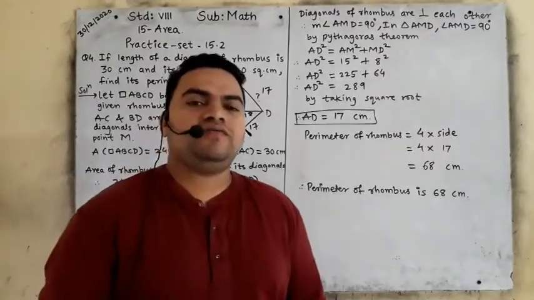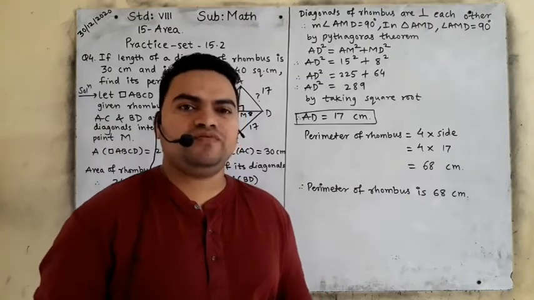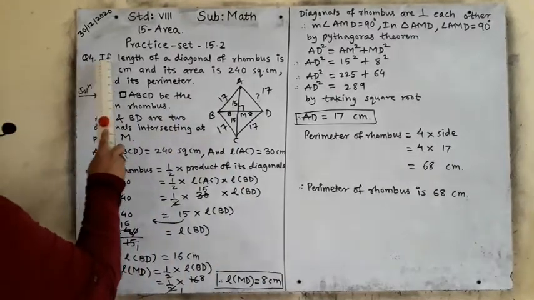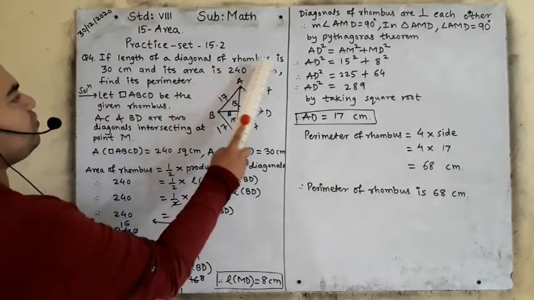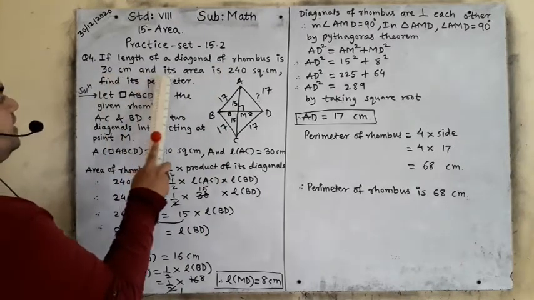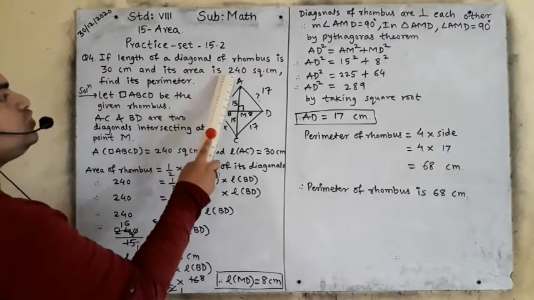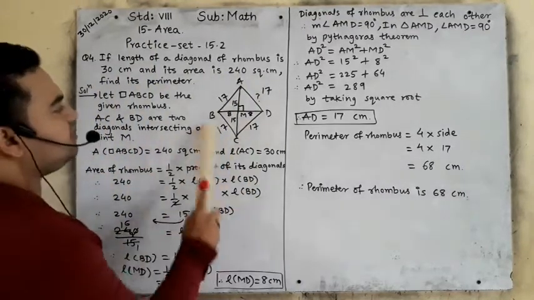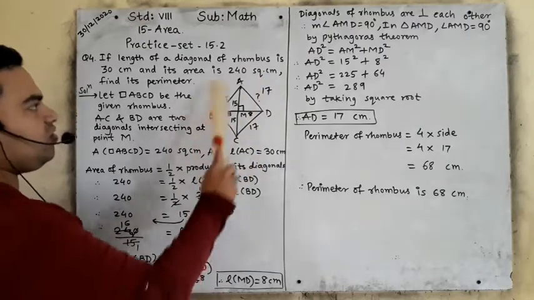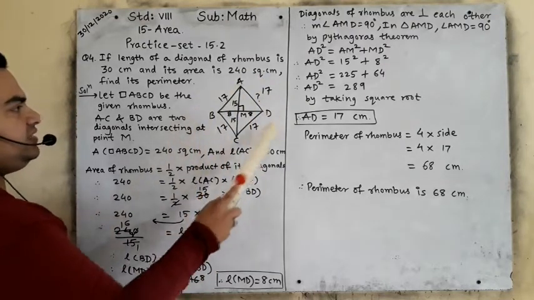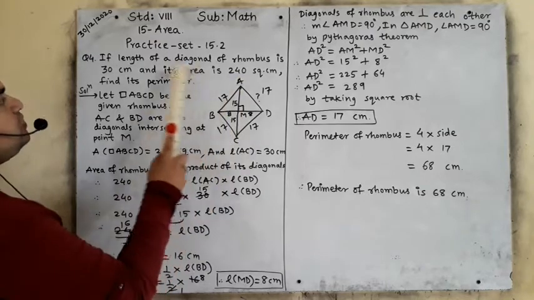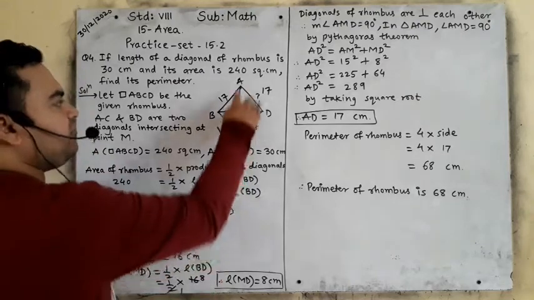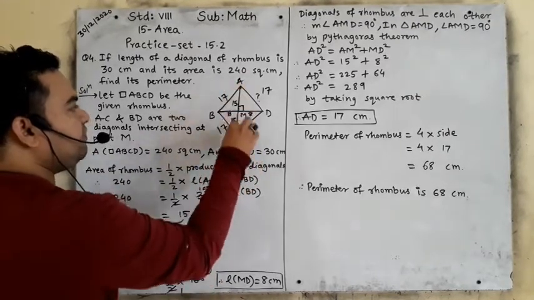So dear students, now after question number 3, we will see question number 4. It is also the same as question number 3. Please pay attention. Question number 4. If the length of a diagonal of a rhombus is 30 cm and the area of the rhombus is 240 square centimeter, find its perimeter. Suppose this is the required rhombus or quadrilateral, same figure ABCD. AC is the diagonal. Suppose one diagonal is 30 cm, it means AC is 30 cm. If AC is 30 cm, its half is 15, 15.